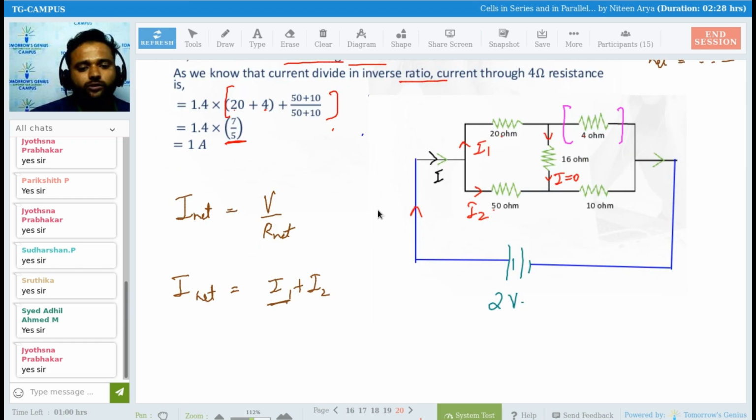But I1 and I2 are not going to distribute equally. Why so? Because the resistances in the two branches are different. So to find I1, you need to find V1, because here and here the voltage is going to remain the same, because both are in parallel, right?